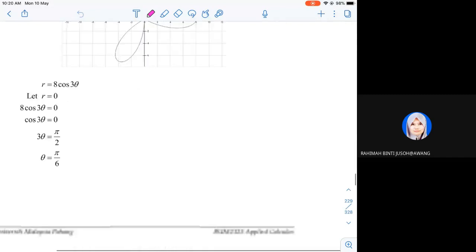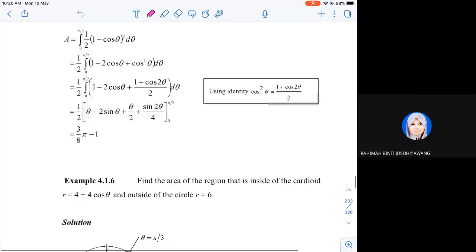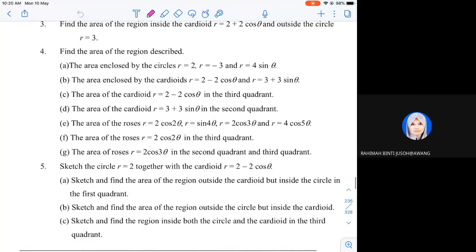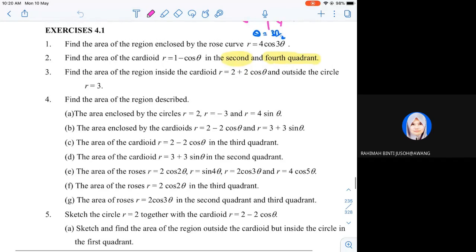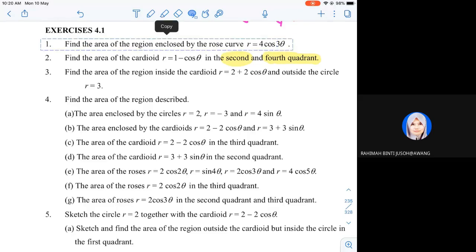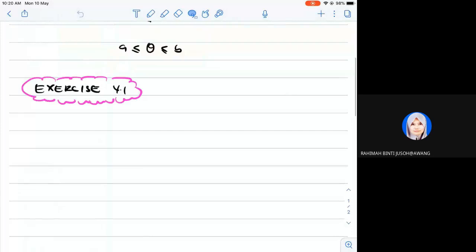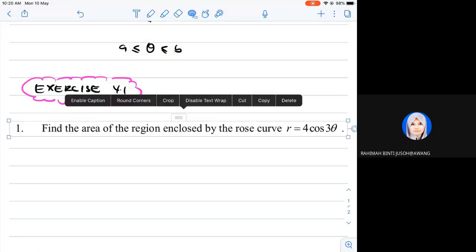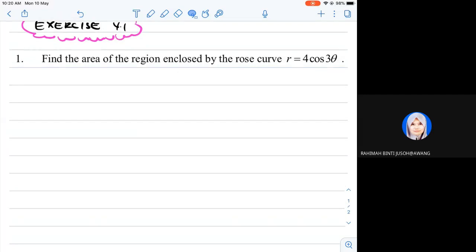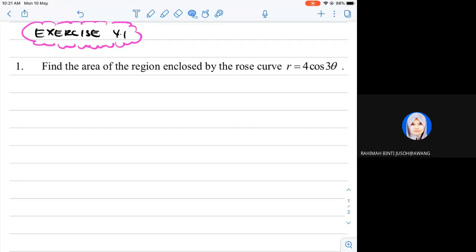Let us start with the first question. Question number 1. Area enclosed by the rose curve, we have r equals 4 cos 3 theta.